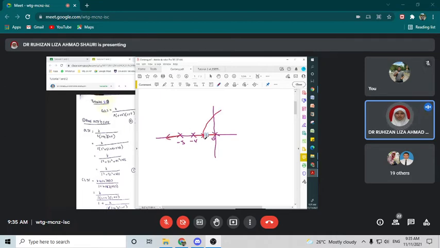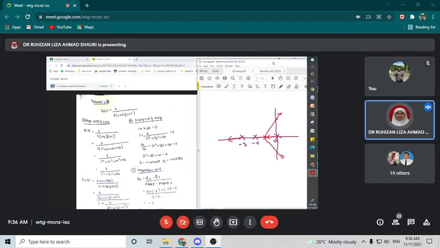Asymptote, you draw. It's 60 degree, it should be 60 degree. Crossing point is there. Breakaway is also required. That's why your friend calculated the breakaway point just now. It's clear that it needs to be in between 0 and minus 4. That's why that is the answer.